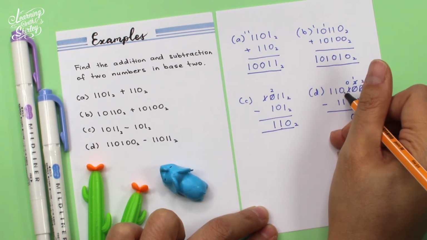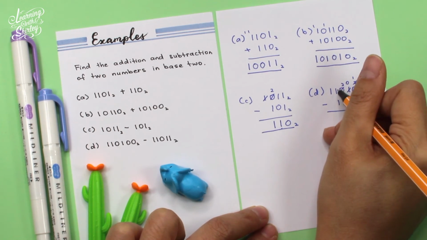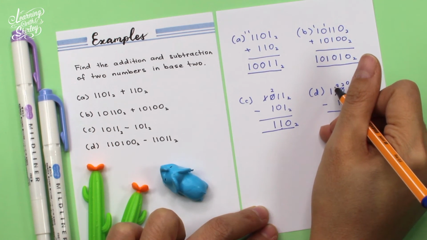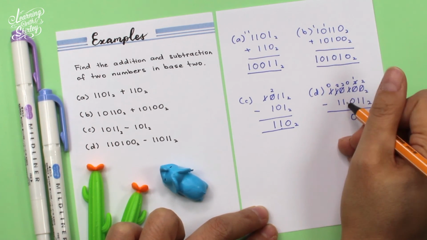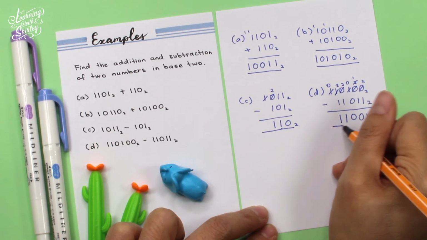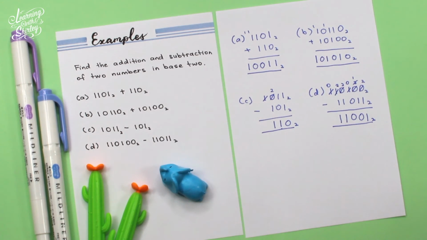Okay, now let's look here, 0 cannot minus 1, so I have to borrow from here, so 2, okay, then this one will become 2, and then here becomes 0 because I borrowed from here. Okay, I borrow from here, here becomes 2. So 2 minus 1 is 1, and then 2 minus 1 is 1. So the answer is 11001 base 2. So that's the answer.